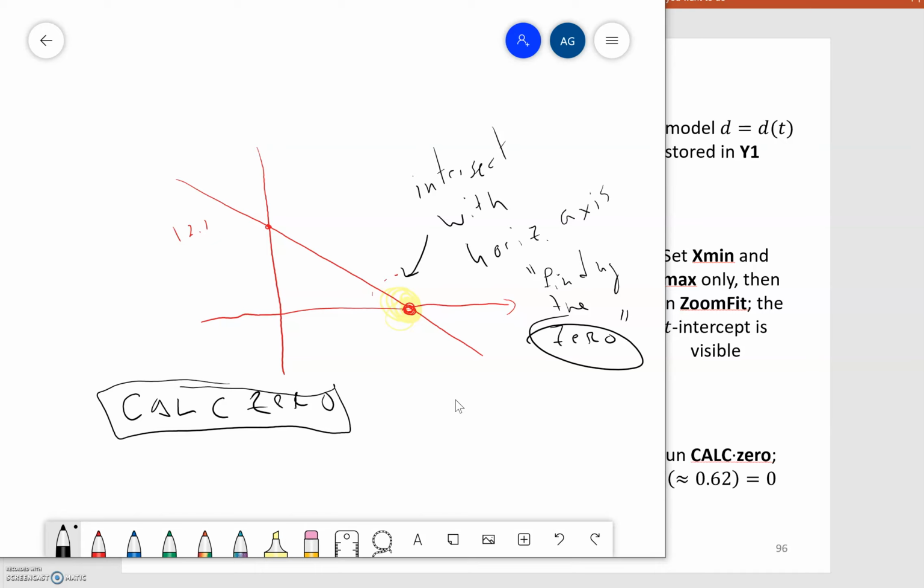It's very similar to calc intersect. It's basically like calc intersect applied to a particular kind of intersection, which would be an intersection with the horizontal axis. And here's the way it works. Let's pull up the calculator.